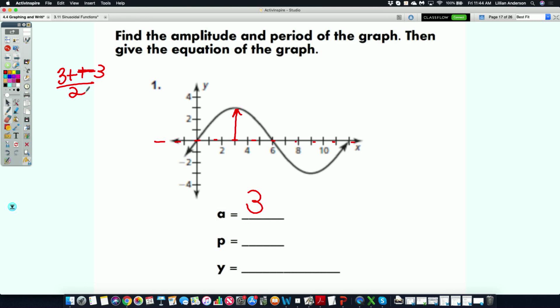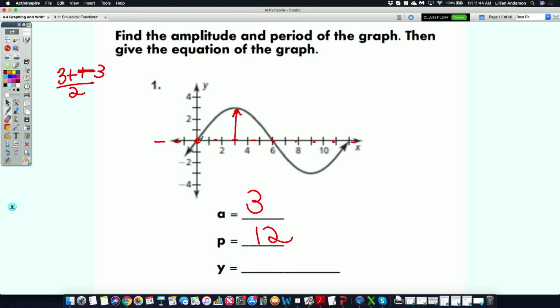P stands for your period. What is your period here? 12. If you notice, it's a number. It is not like 2 pi or something like that. But it's from where it starts to where it ends. The cycle ends before it starts to repeat itself. Do I have a phase shift? No, I do not. Which equation would be easier to write, a sine or a cosine function for this?